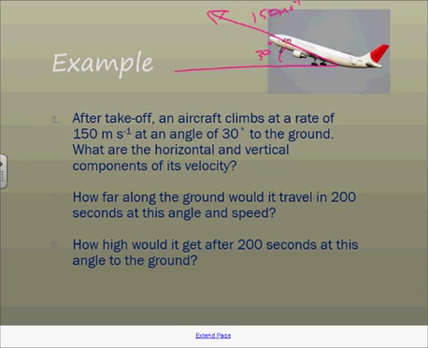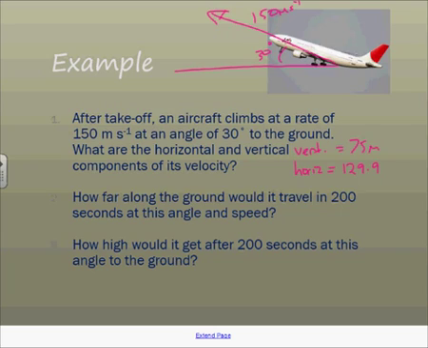Okay, so let's just have a look. So we've got 75. All I'm doing here is doing 150 times cos 30 and sine 30. So it's 129.9, so let's make that 130. So this one here is the horizontal component, and this is the vertical component.